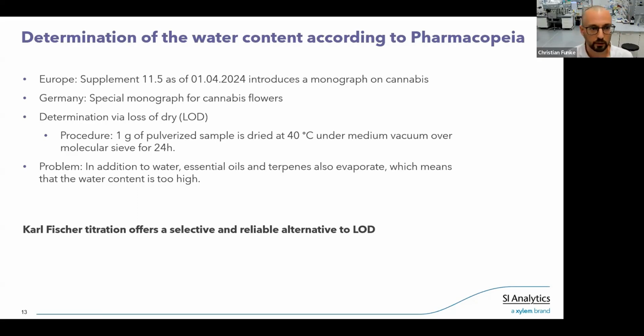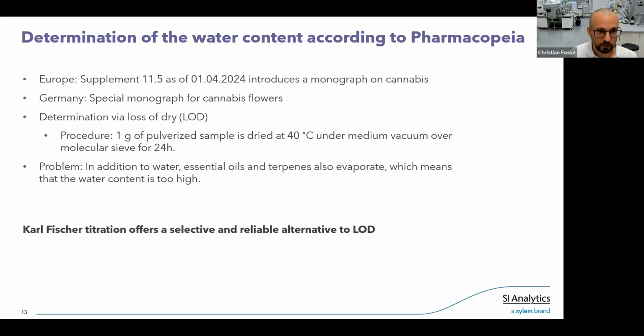So normally the LOD is determined, for example, at 100 or 105 degrees. So here we take 40 degrees and we increase the time. Medium vacuum is defined as 1.5 to 2.5 kilopascal. So also a very wide range, so not very specific.